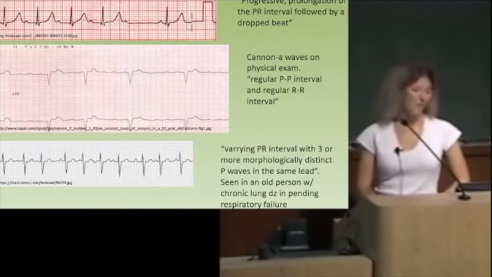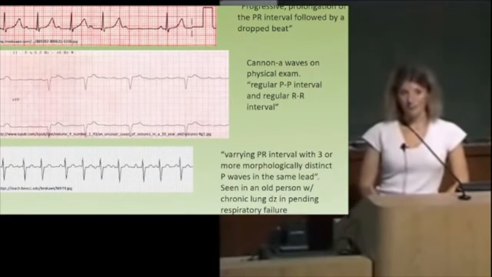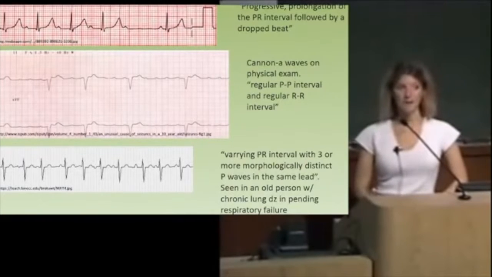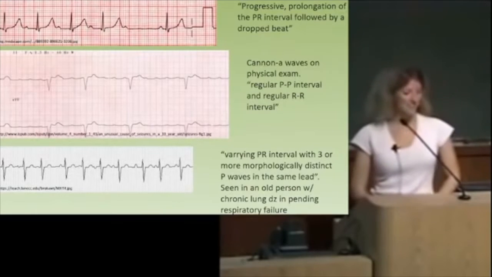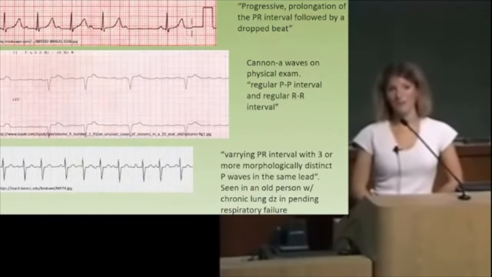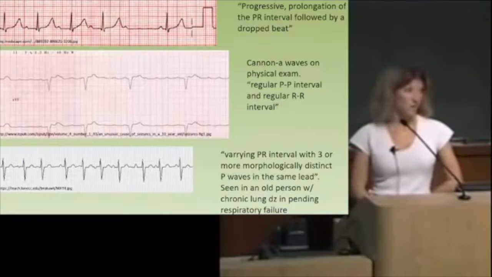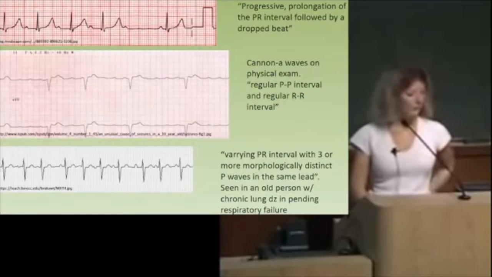Okay. So what about this second one? Third degree heart block. So what might you see on physical exam? Cannon A waves. Yay. Good. Yeah. So this is third degree heart block. What they might tell you in the clinical vignette, they might tell you they found cannon A waves on physical exam. They also might describe it as a regular P to P interval and a regular R to R interval. But as we can see from the EKG, they're not associated with each other at all. There's not a P before every QRS spaced out regularly. So good. What about the third one?